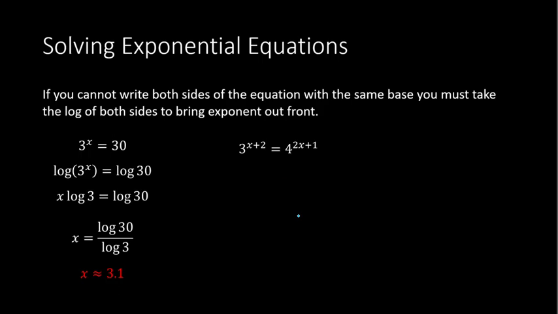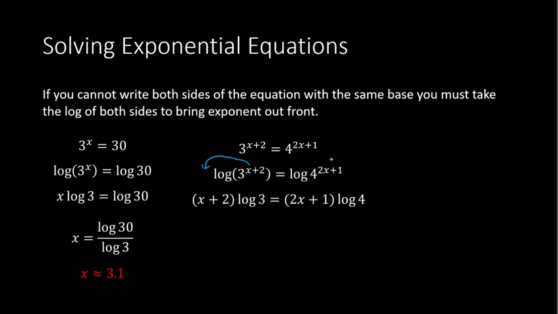We can do the same thing. So both sides we have variables in the exponents. So again, we can take the log of both sides. And when you do that, we again can bring the exponents out in the front. So the x plus 2 we can bring out in the front. So we have x plus 2 times log of 3. And this 2x plus 1 bring out in the front. We have 2x plus 1 times log of 4.